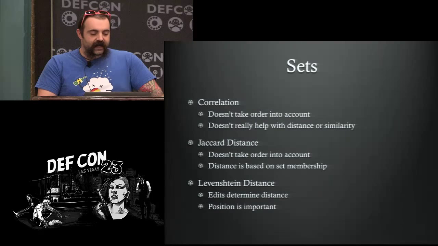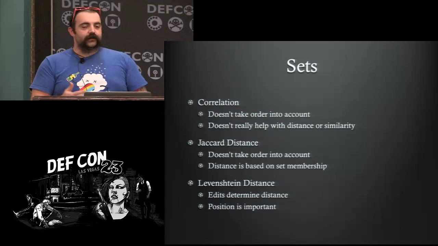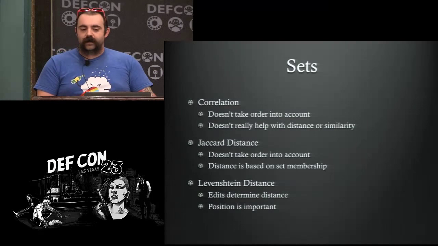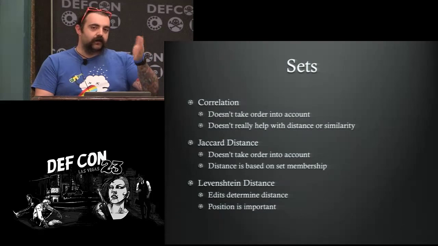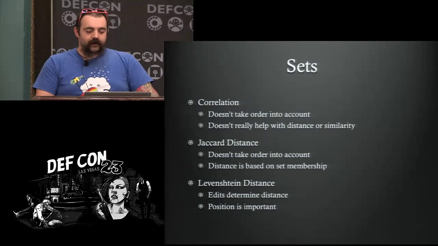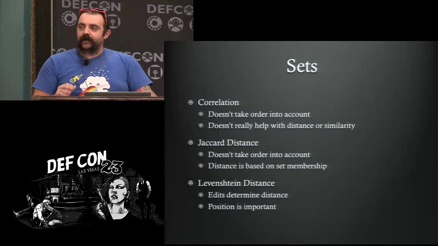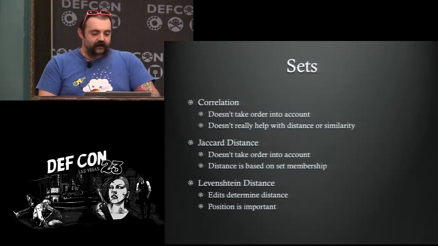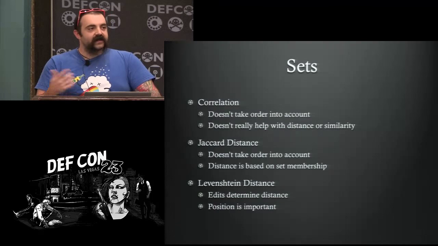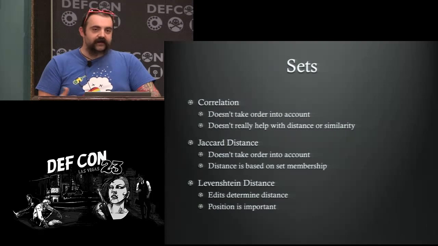The idea being that with assembly, it executes in order. It doesn't jump around. I mean, there's flow control and all that other kind of stuff. But generally, if you see an add, a move, and an XOR, they'll be executed in that order and not move, XOR, add, or vice versa. So while Jaccard's great and it might be useful, order, I thought, was pretty important to take into account. So there's this idea of Levenshtein distance. This is another cool distance metric. The number of edits determines the distance, and position is important.